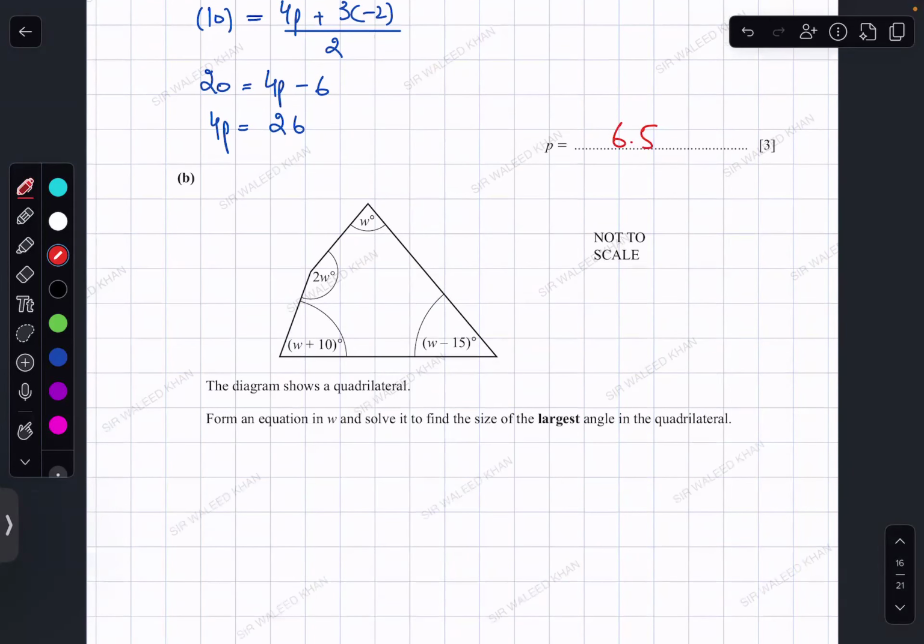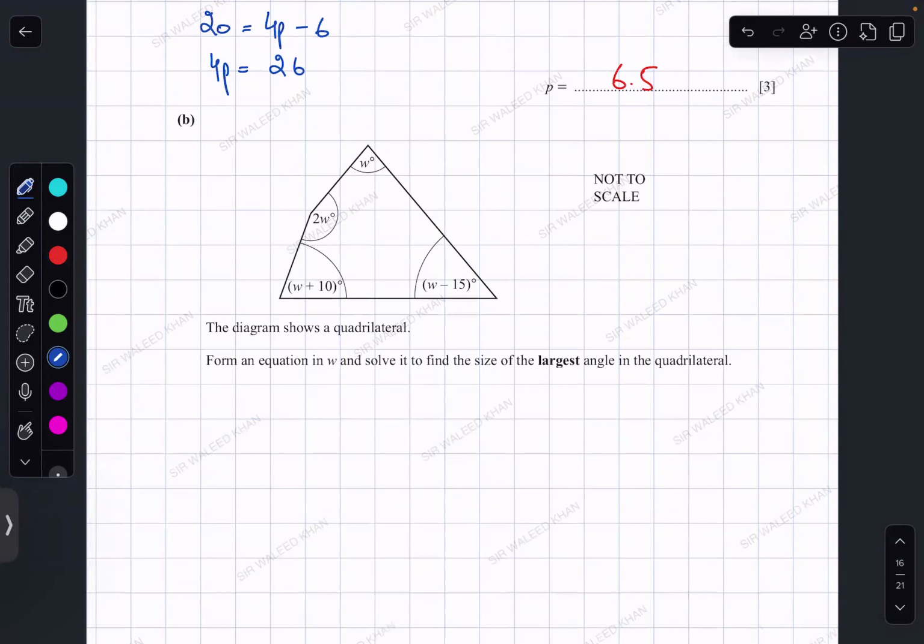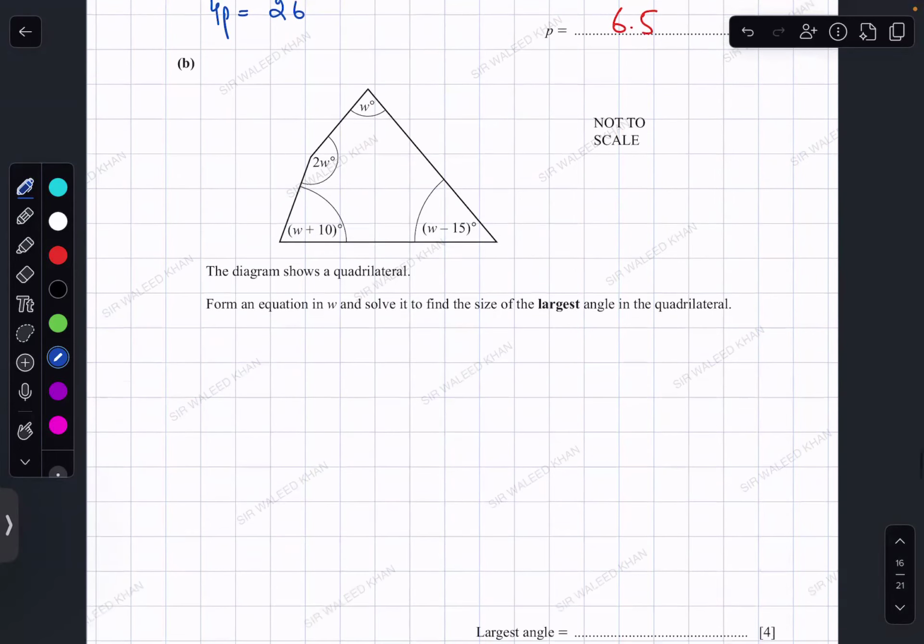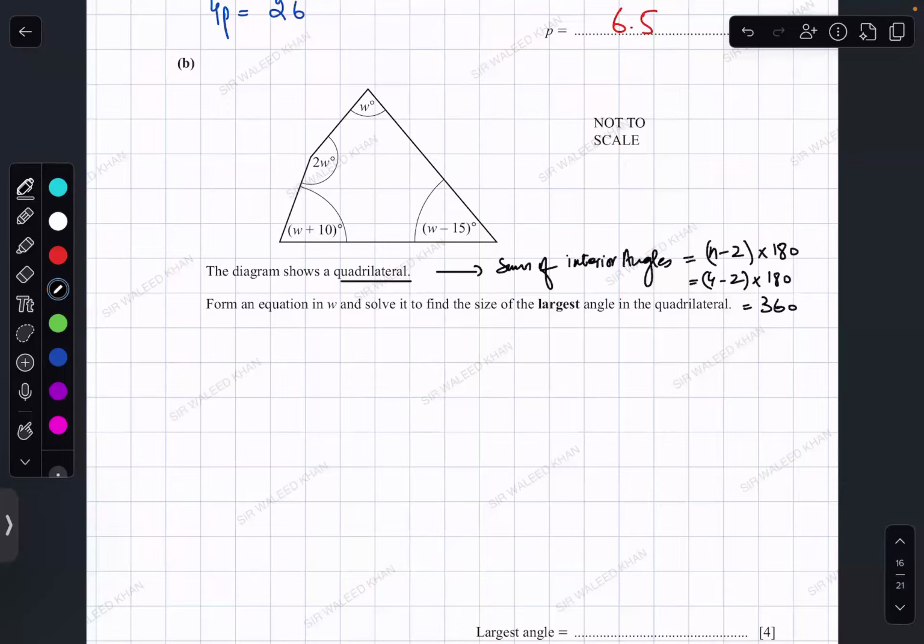Okay, B part. The diagram shows a quadrilateral. Form an equation in W to solve it and find the size of the largest angle in the quadrilateral. And if we are dealing with a quadrilateral, the sum of interior angles can be figured out using this formula. So we have 4 sides, so 2 into 180, that is 360. So the sum of interior angles of a quadrilateral is 360.